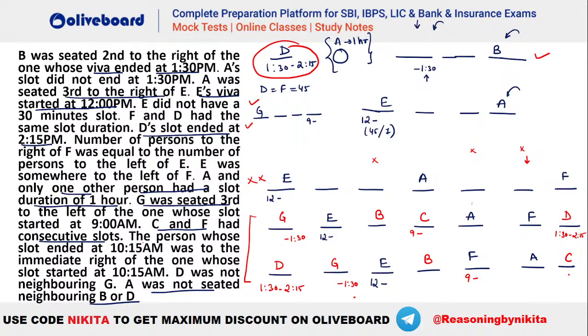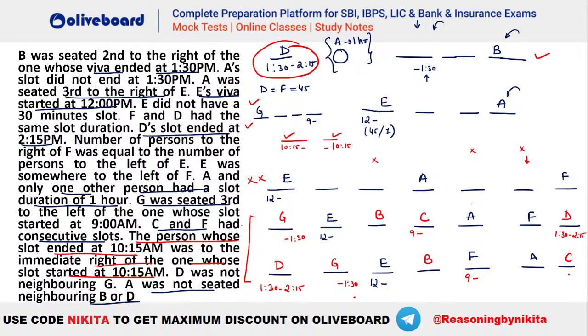We have this information that the person whose slot ended at 10:15 was to the immediate right of the one whose slot started at 10:15, right? So somebody whose slot is ending at 10:15. Let's say this person, his slot is ending at 10:15. So he has to be immediate right of the one whose slot is starting at 10:15 here, right? So the person whose slot ended at 10:15 is immediate right of the one who is starting at 10:15.